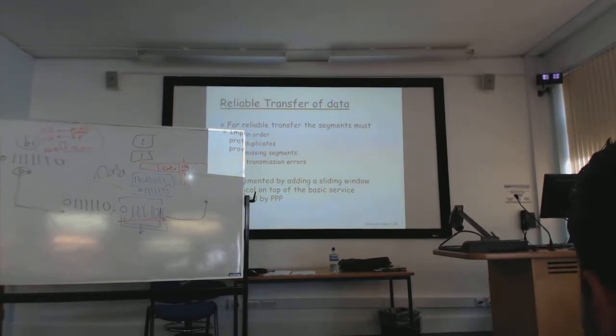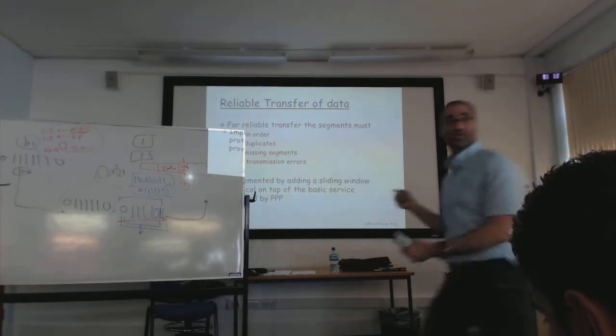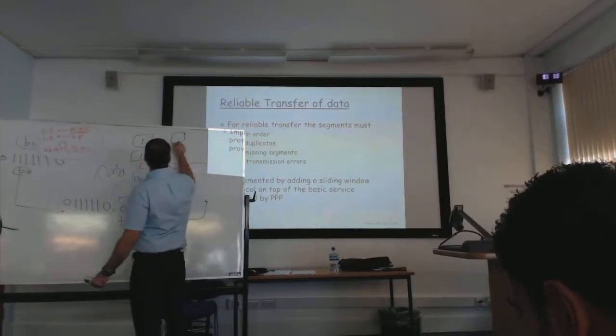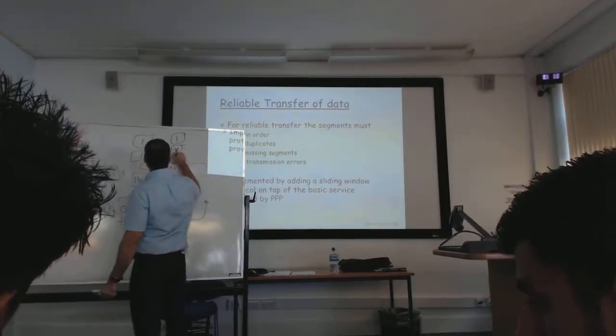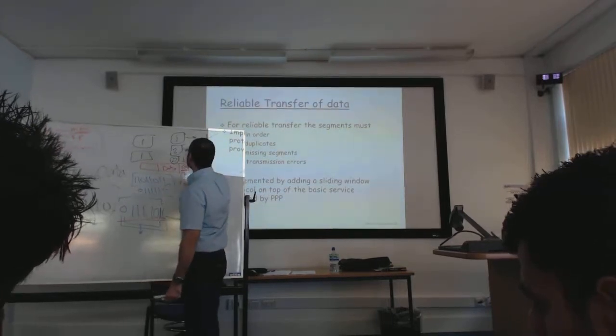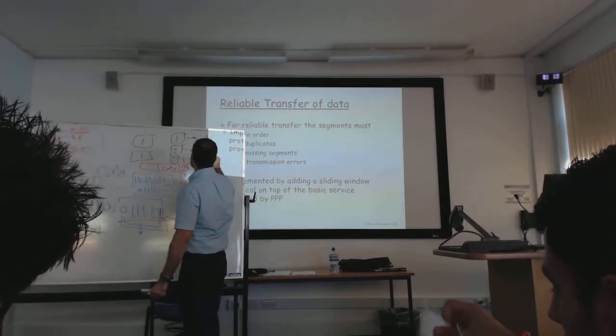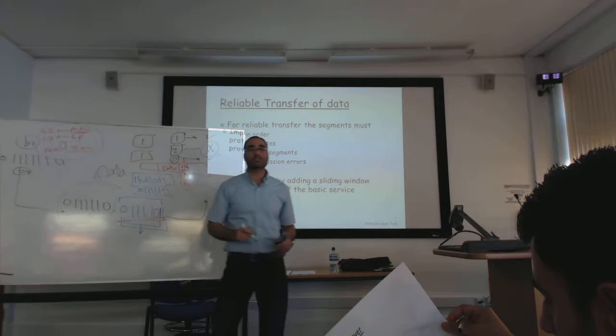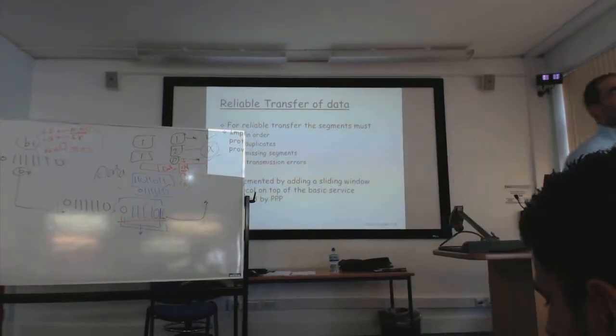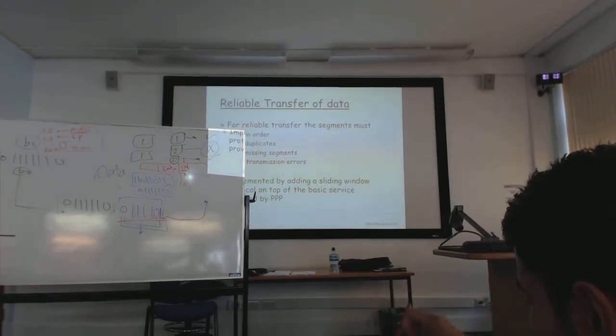Third part, no missing segments. If I'm sending segments 1, 2, 3, and I send 1 and it arrives, send 2 and it did not arrive, I send 3 and it arrived, this should not be accepted unless 2 arrives as well, in that order as well.